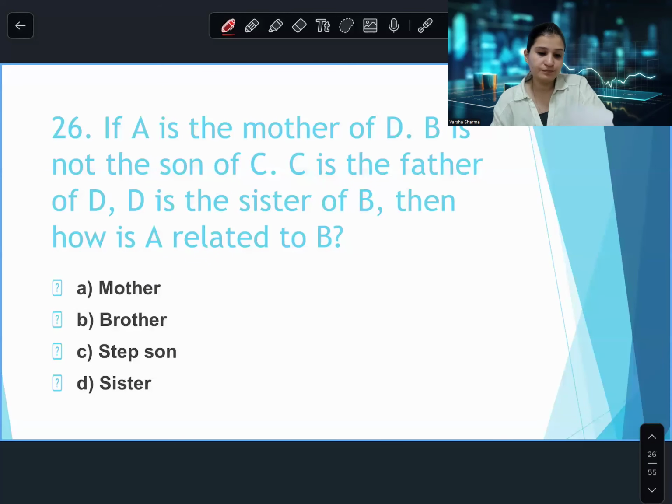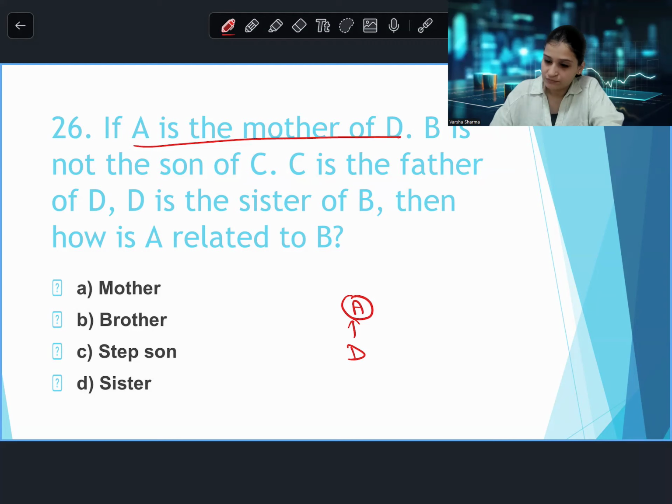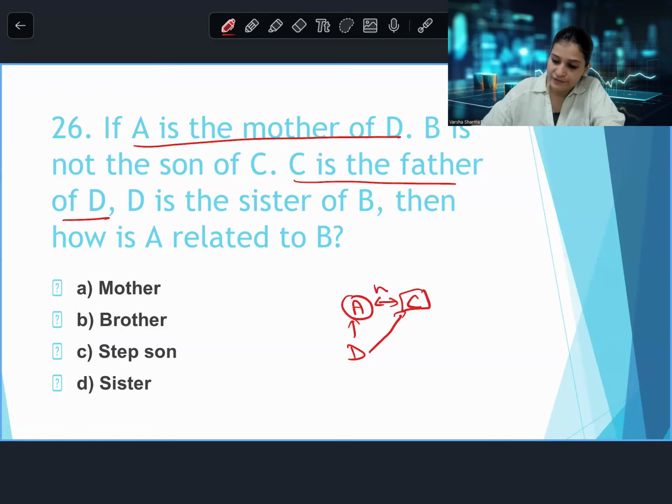26. Mother. A is the mother of D. B is not the son of C. Okay. C is the father of D. So they are both wife and husband. D is the sister of B. So A is also the mother of B.